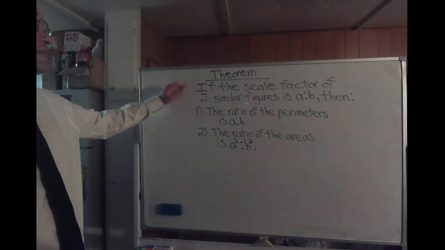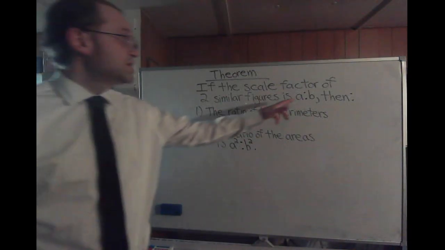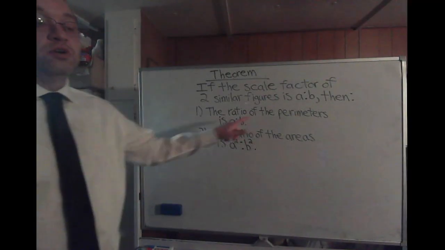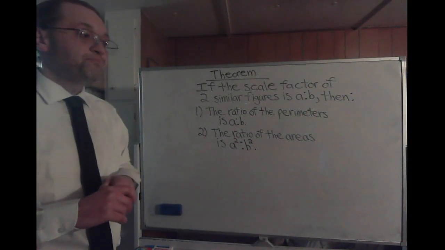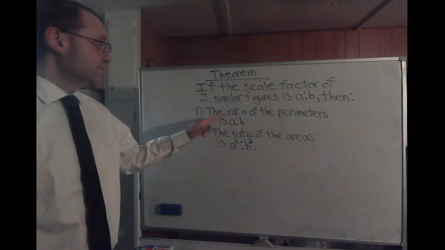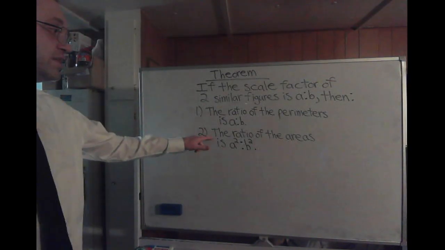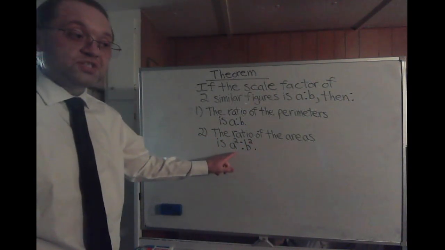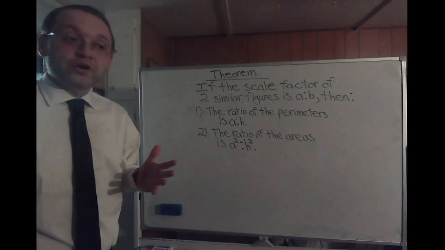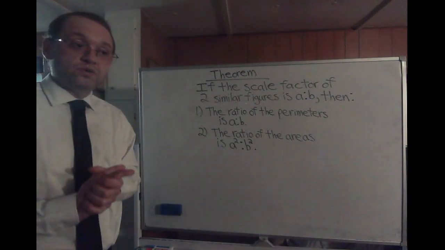And this theorem states that if the scale factor of two similar figures is a to b, so some arbitrary numbers a to b, then part one is the ratio of the perimeters is a to b. We've covered that, but of course the perimeter is just the sum of all the sides added together, so the ratio would still be a to b. But what's new here in part two is that the ratio of the areas is a squared to b squared. The reason for that is because the area is always in square units. That's why you would square your scale factors, because the area is in square units.